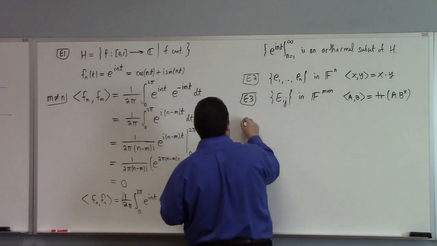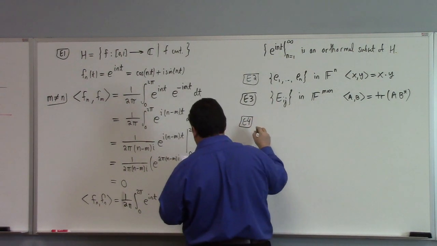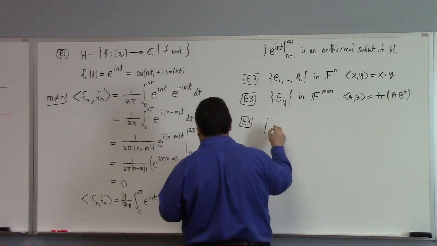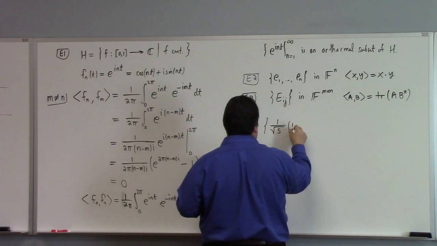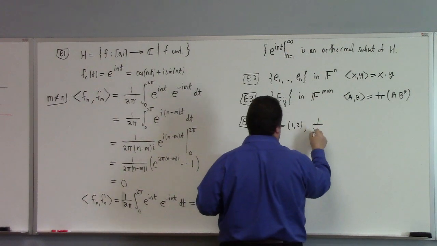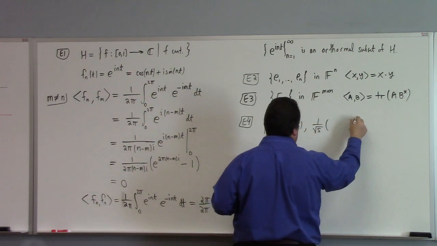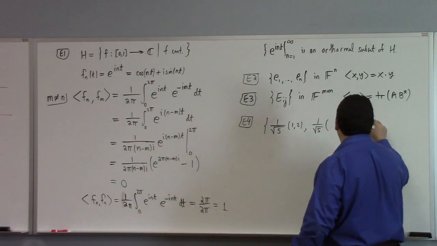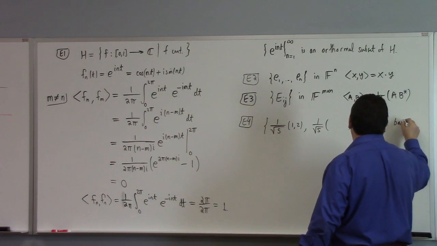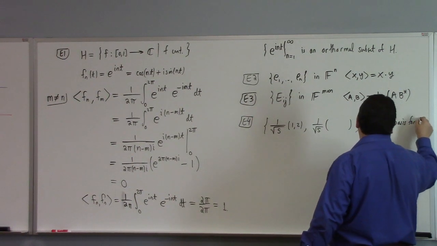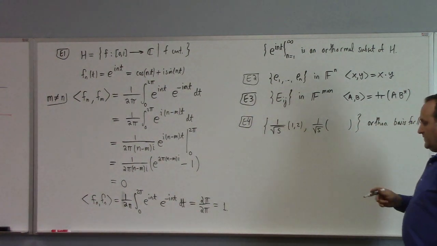Just kind of an odd example, but to throw in something a little bit different: if we do 1 over the square root of 5 times (1, 2), and 1 over the square root of 5 times something, that is an orthonormal basis for R2. You guys fill in the blanks here. What would you put?